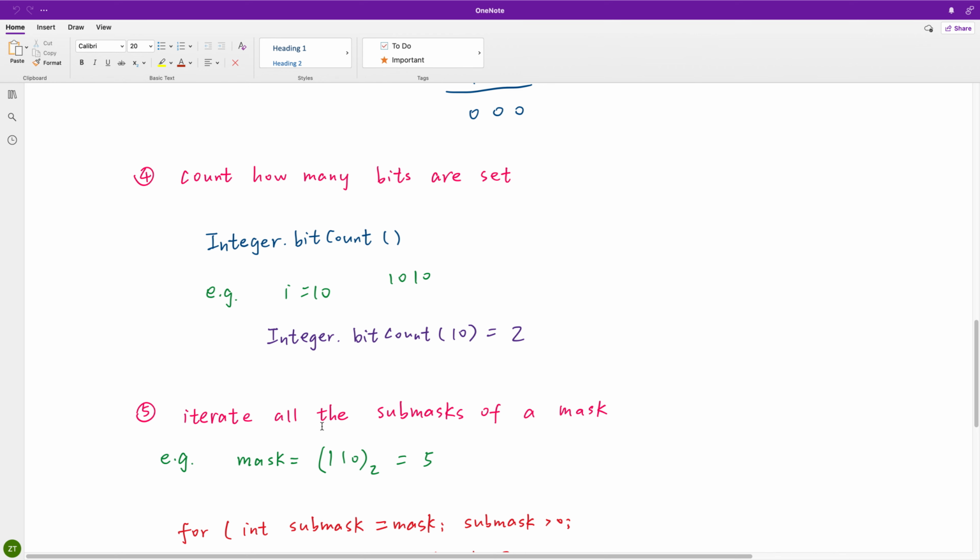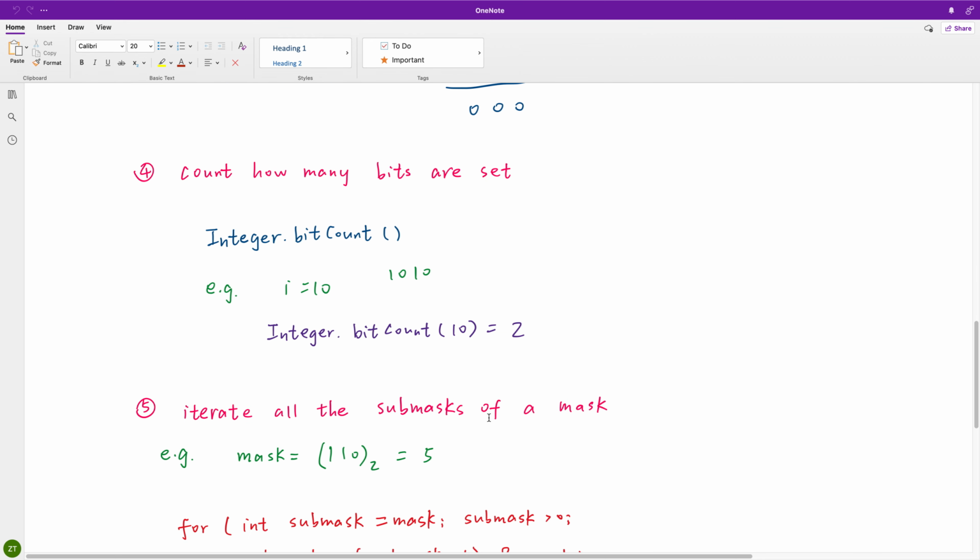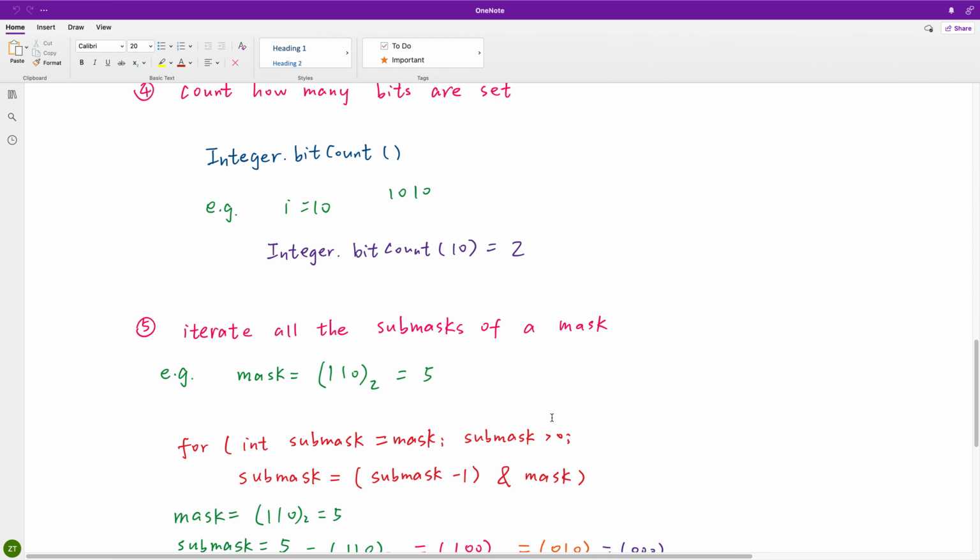The last operation is also commonly used. It is to iterate all the submasks of a mask. So what is a mask? A mask is just one state of this representation. So if n equals 4, it actually has 2 to the power of 4 masks. So we choose any mask and we want to iterate all its submasks.